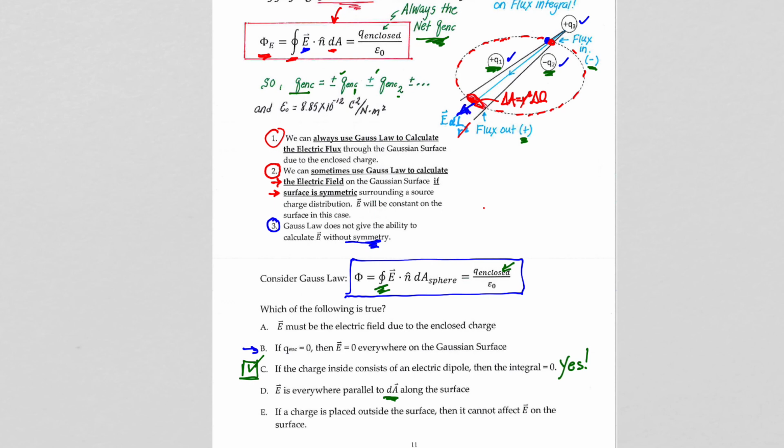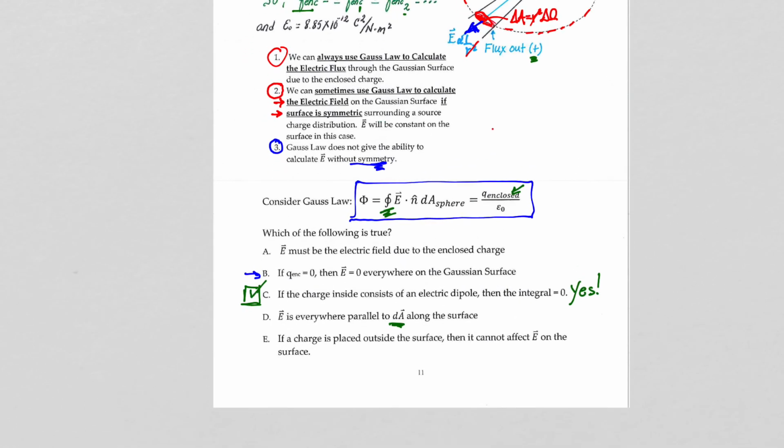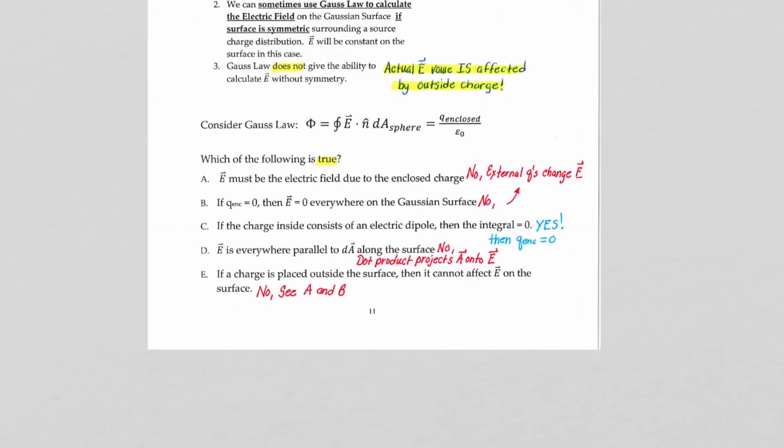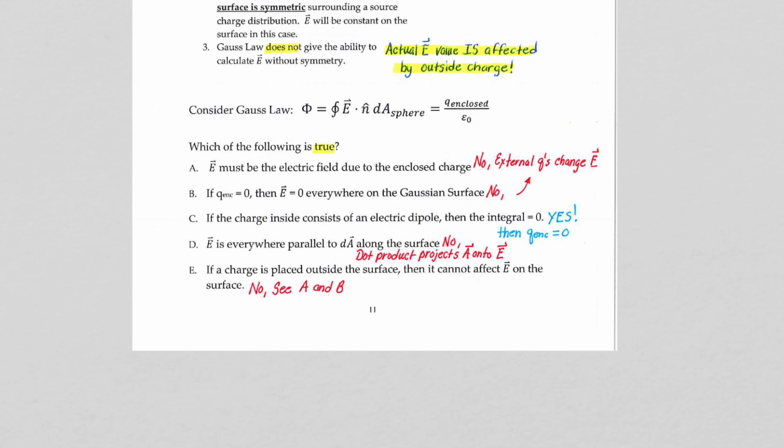If a charge is placed outside the surface, then it cannot affect E on the surface, and this is exactly what we've been talking about. Electric field outside does affect E on the surface. So I have it more completely written down here in terms of our answers. So please make sure you get this down into your notes, and we will definitely be talking more about these concepts as we go through some example problems on our coming pages of notes.